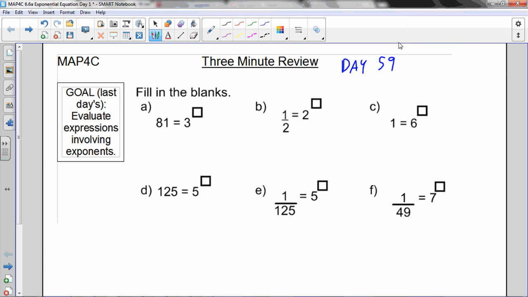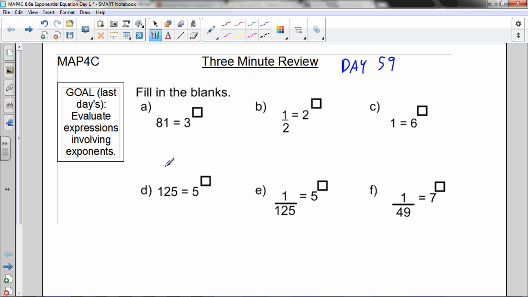All right, day 59. The 3-minute. This is 6.6a, the first of 2 days that we're going to be talking about exponential equations. Brand new topic, but not too difficult, I don't think. You'll see. It all starts with this idea of knowing your powers, you know, powers of 3 and powers of 2 and so on. Knowing your exponent rules. So the goal: evaluate expressions involving exponents.